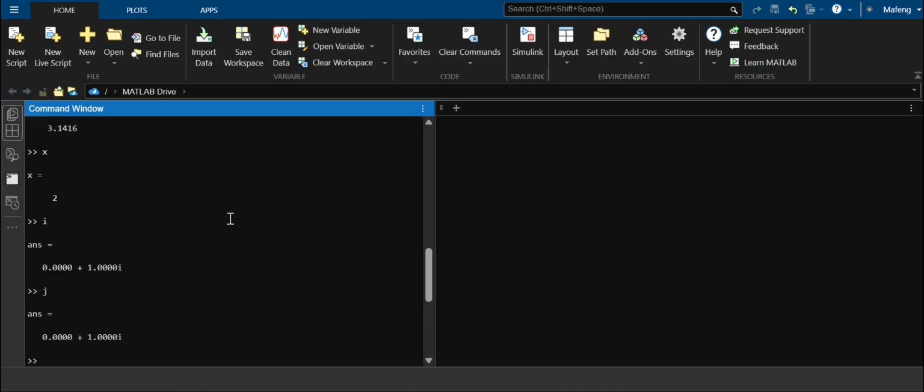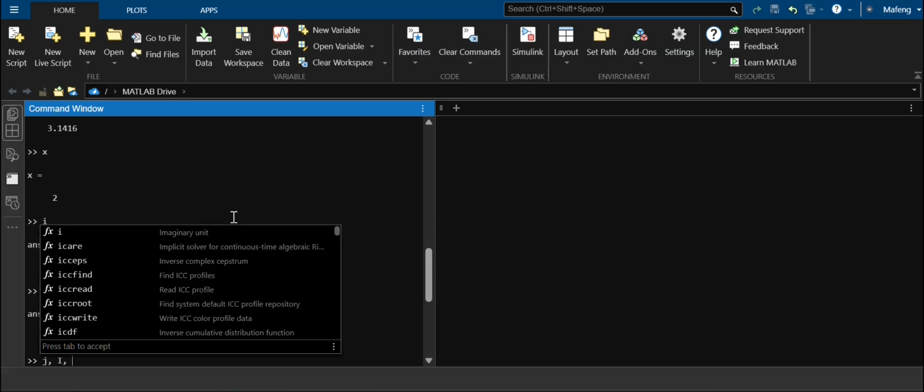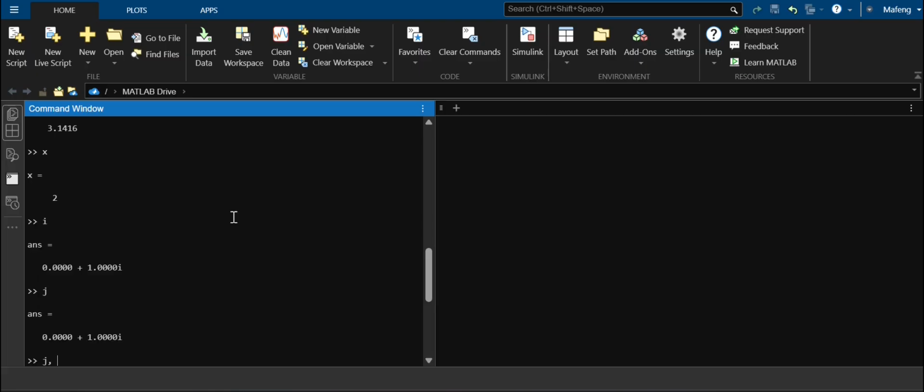So in complex analysis, you use I to identify the complex variable, but in electrical engineering we use J so that we won't confuse it with I, which is current. So let's run a few examples.